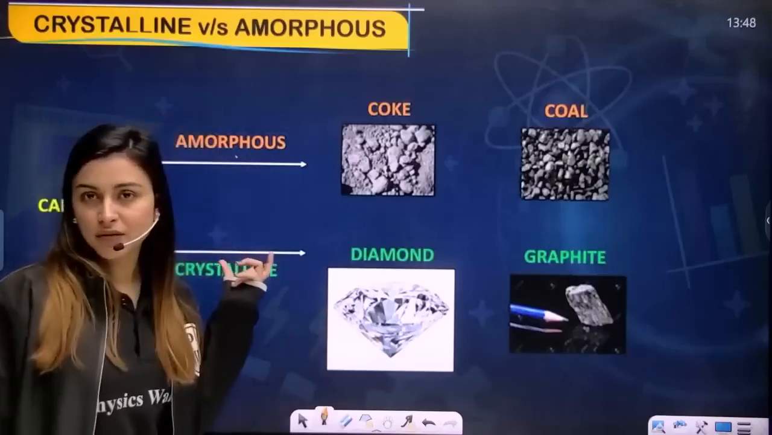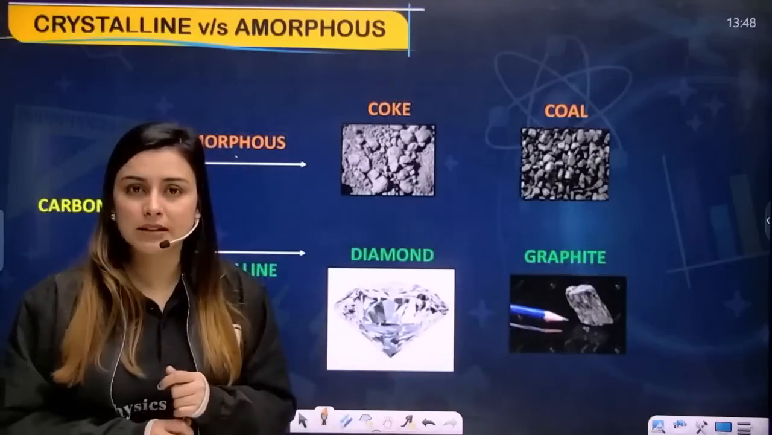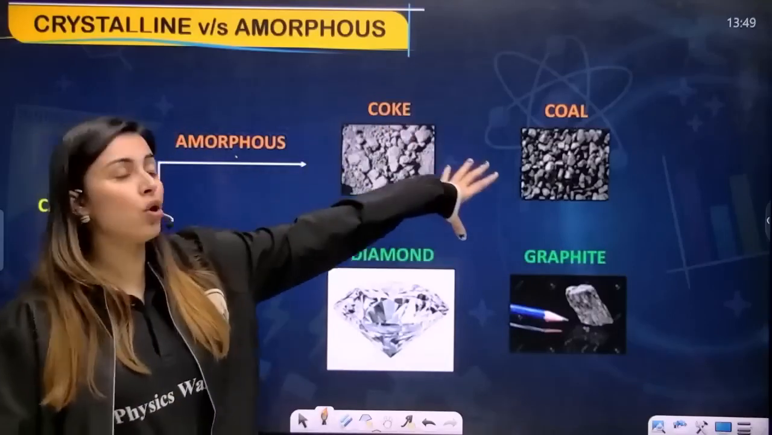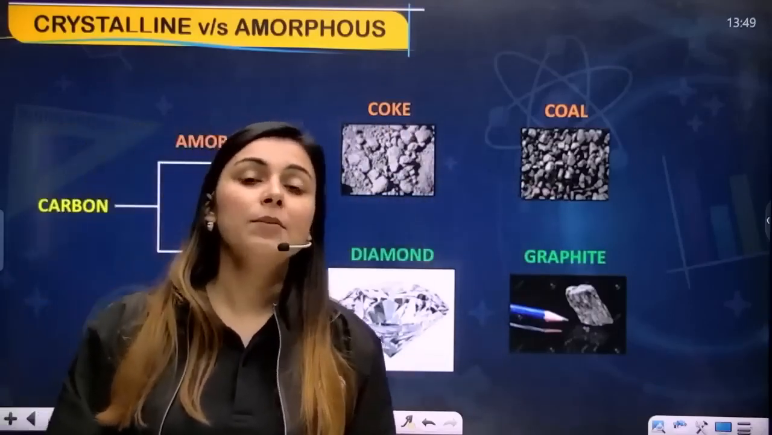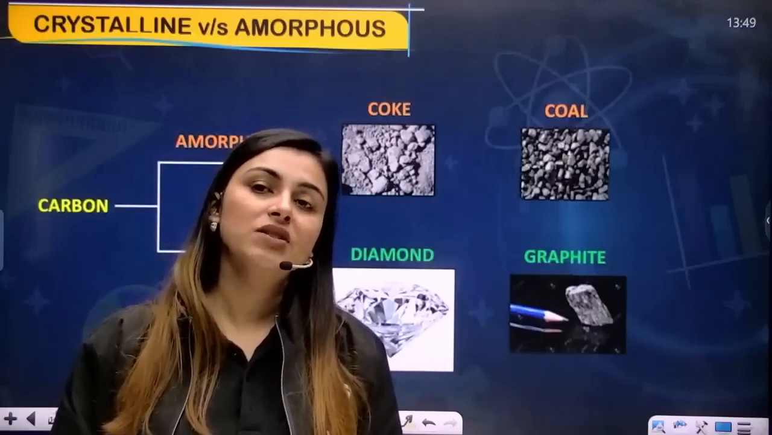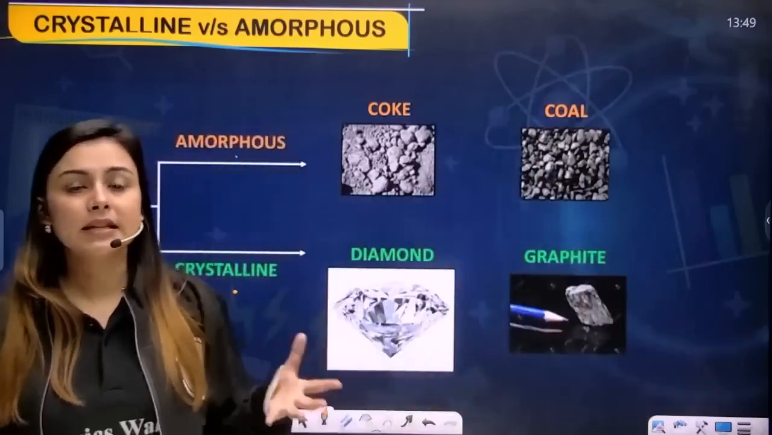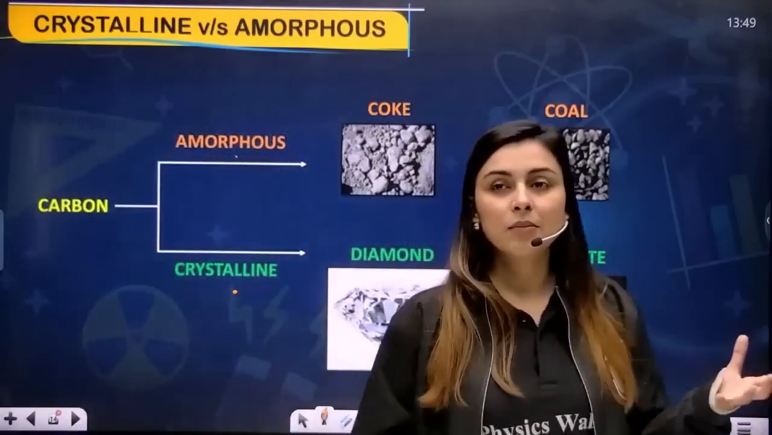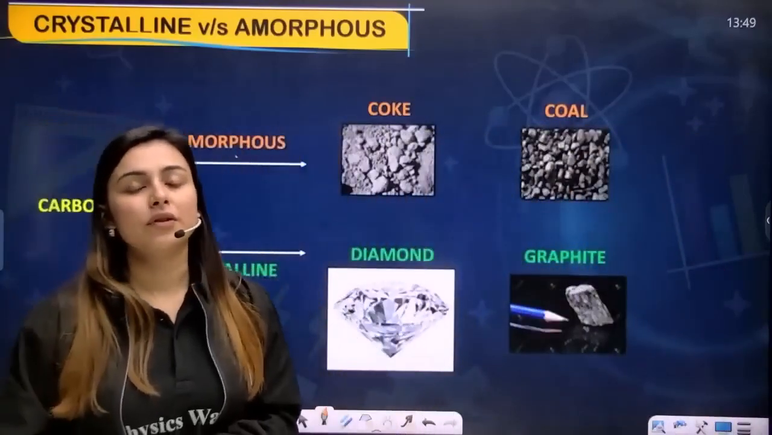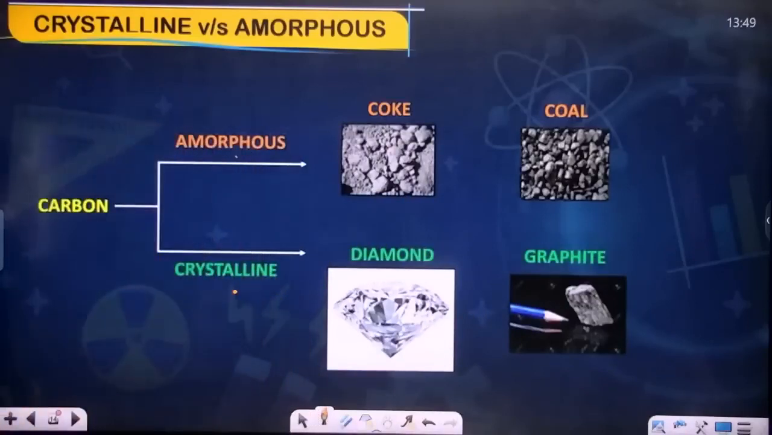Your diamond is actually made of carbon, but since it takes a lot of time to form, it is a crystalline solid. The graphite that we use in our pencils is also an example of a crystalline solid. But coke and coal, my dear students, are made of carbon as well, but they are amorphous in nature because the arrangement is not long range order. This is the best answer you can give: an element can be both amorphous and crystalline. It only depends on the arrangement of that particular element. Okay, I hope you're clear with this. Pause the video, write it, and then we'll move forward.